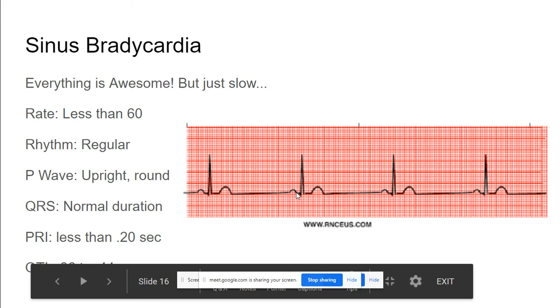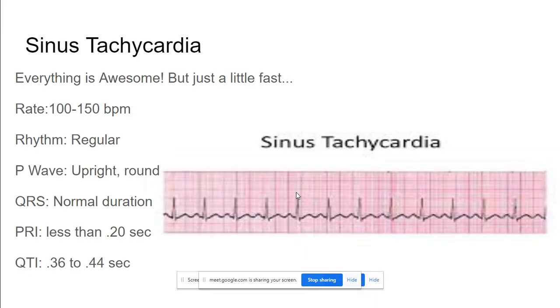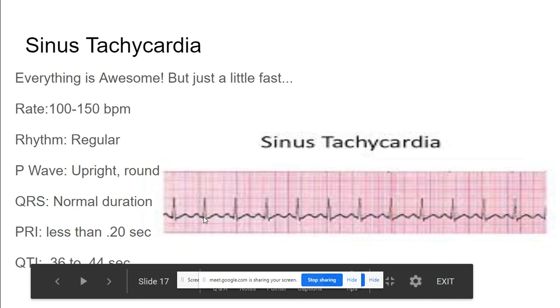Everything else is completely normal. It's just a little bit slow. All right, same thing here. It's sinus because we still have a P wave for each QRS, and the P waves still look good, and the QRSs still look good. There's just more than they should be.